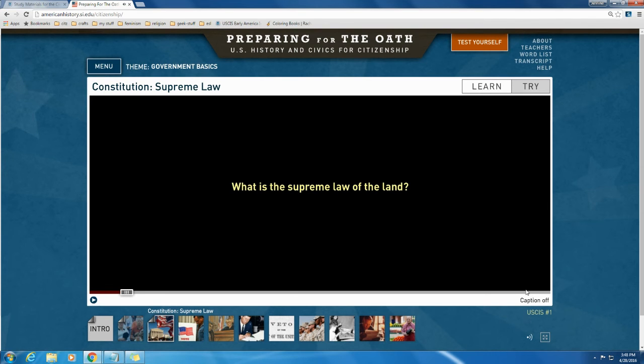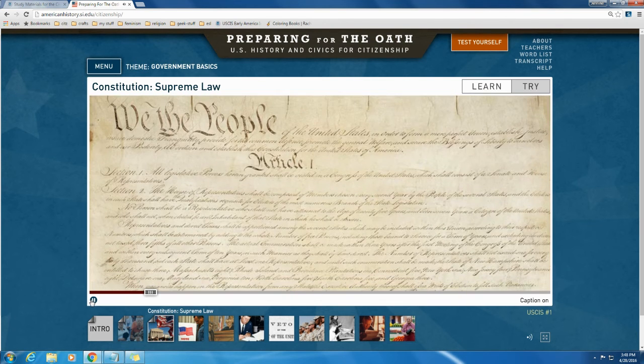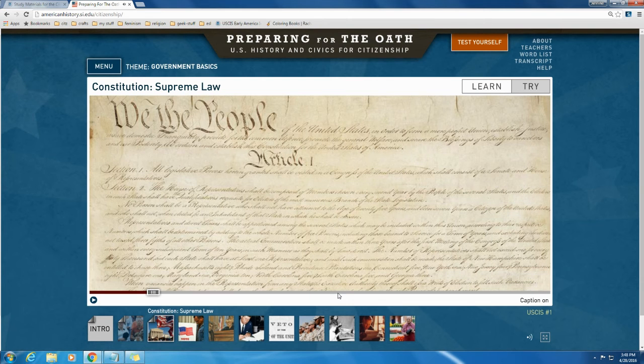One of the things I would like to show you on this is that you can turn the captions off. Some people become too dependent on the captions. So I turn the captions on and off so the students can get used to listening and watching and really paying attention while they're watching these videos.